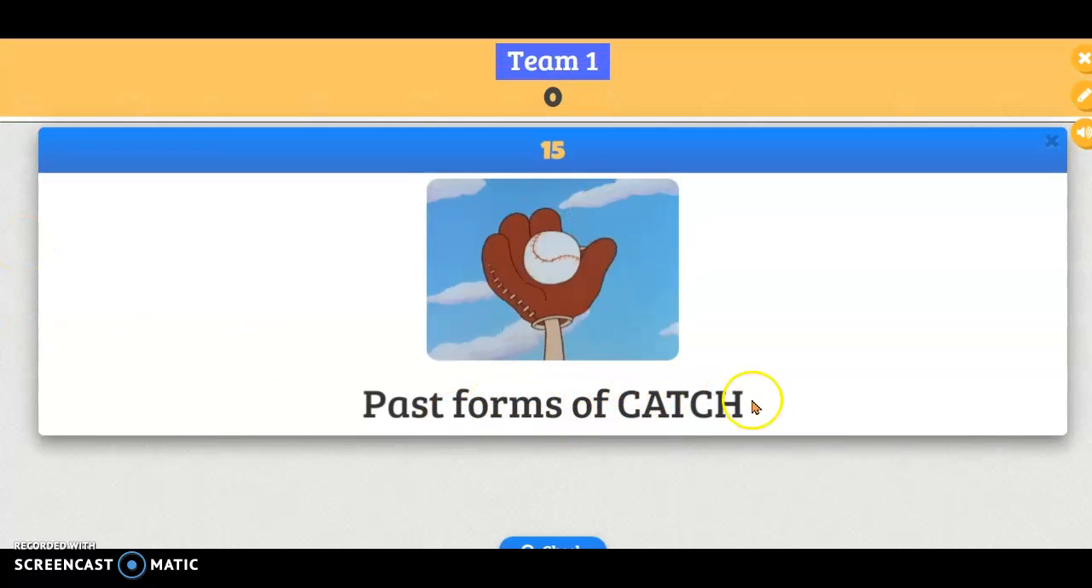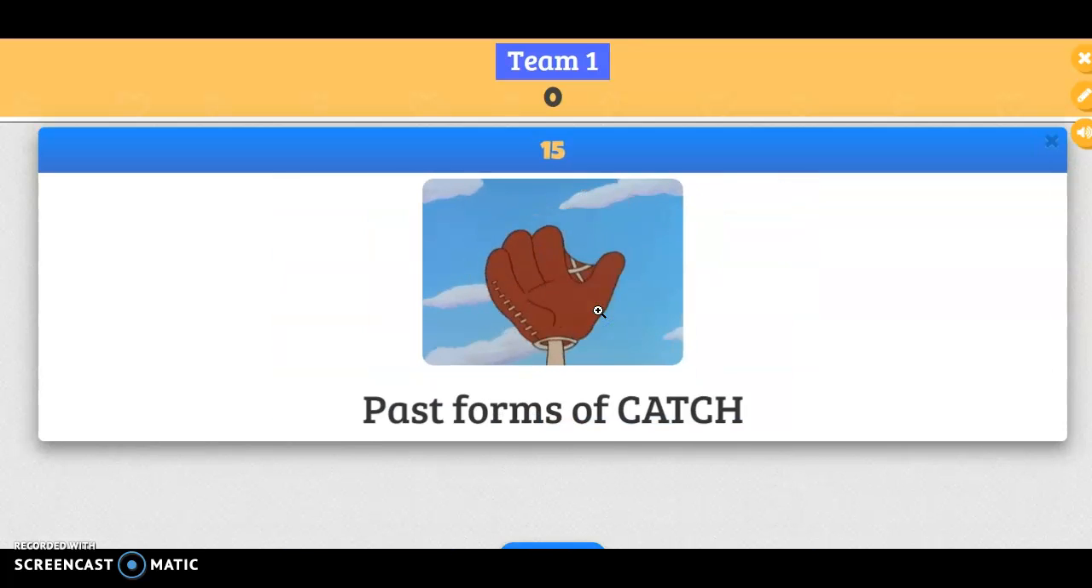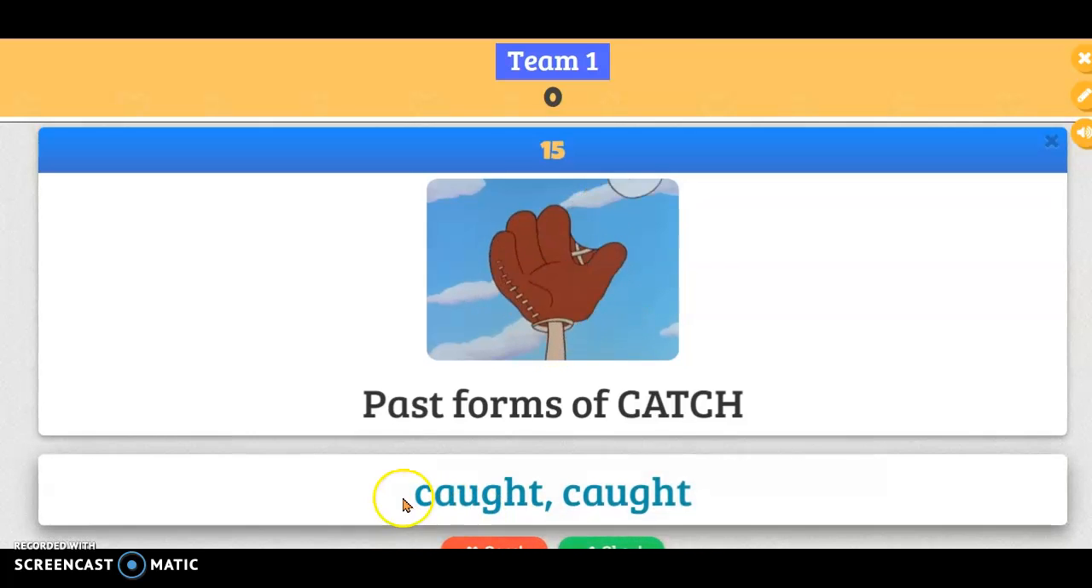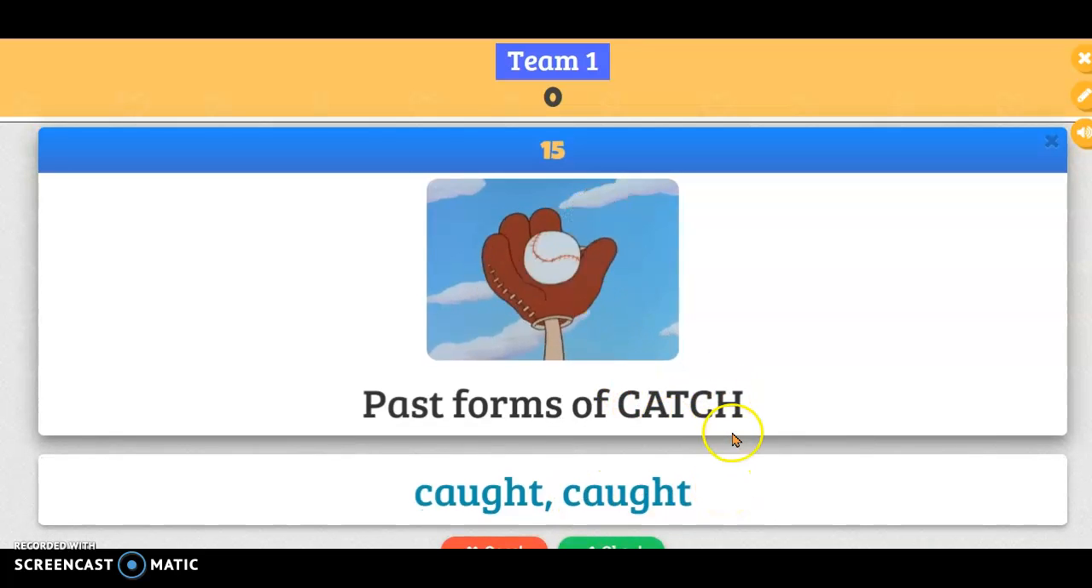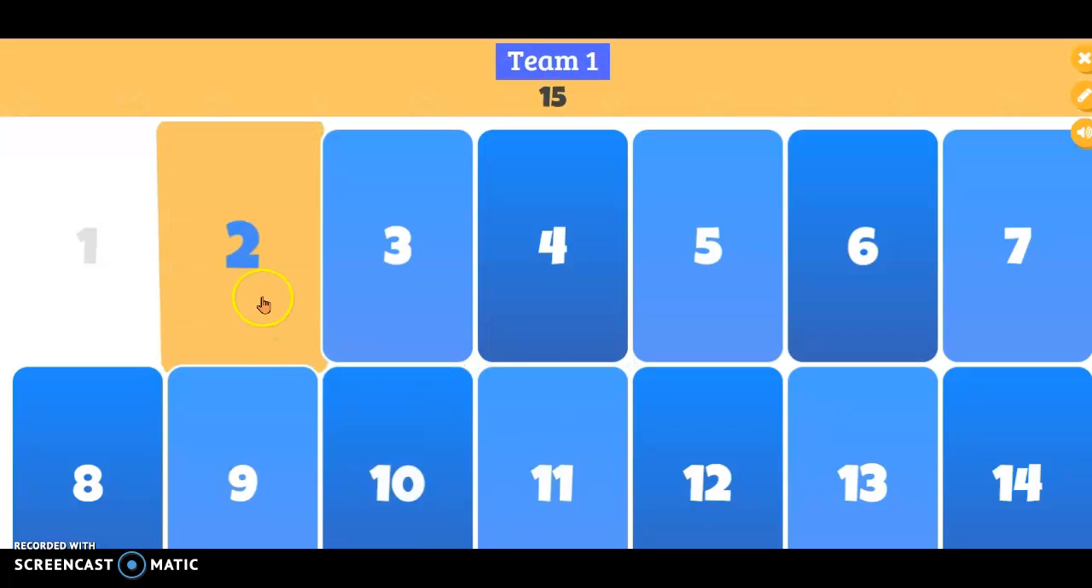The past forms of catch. Go, look in your book. Catch. Like in this picture, they're catching a ball. Catch. Caught. Okay, copy. Base form catch, past caught, and past participle caught again.